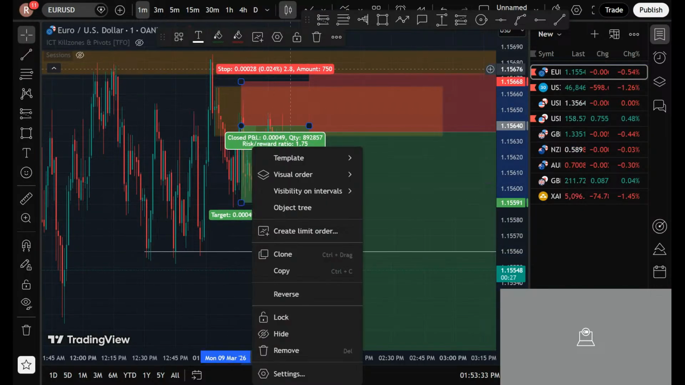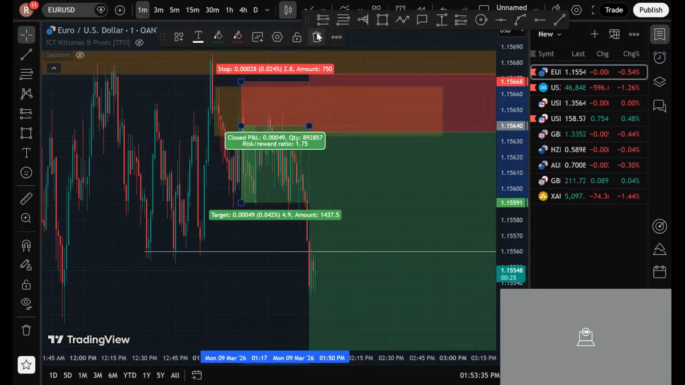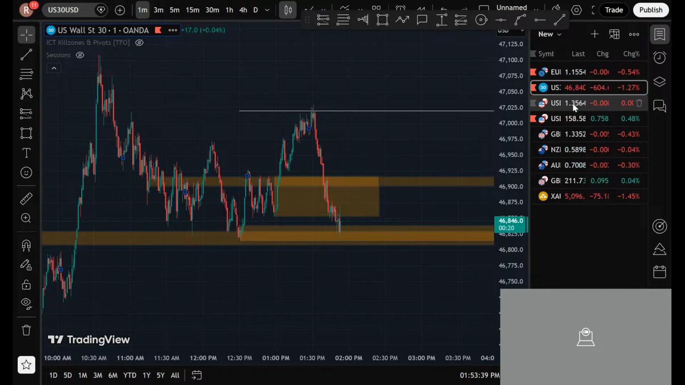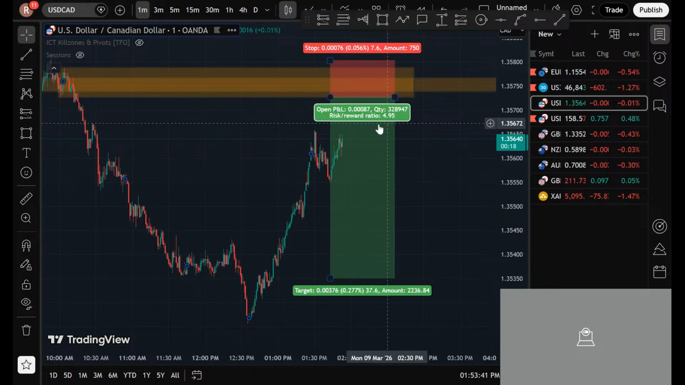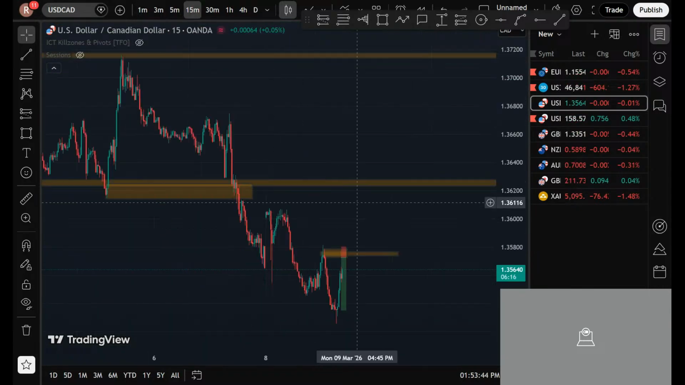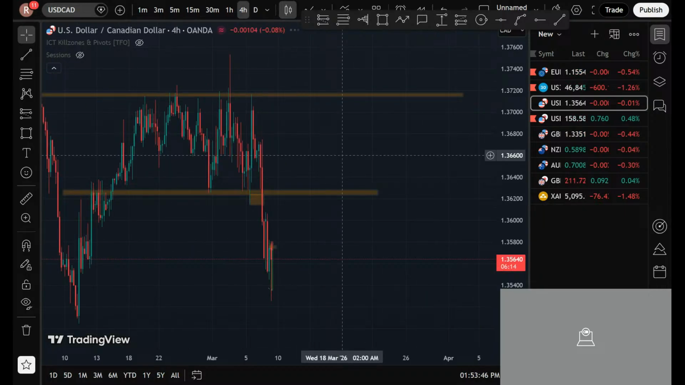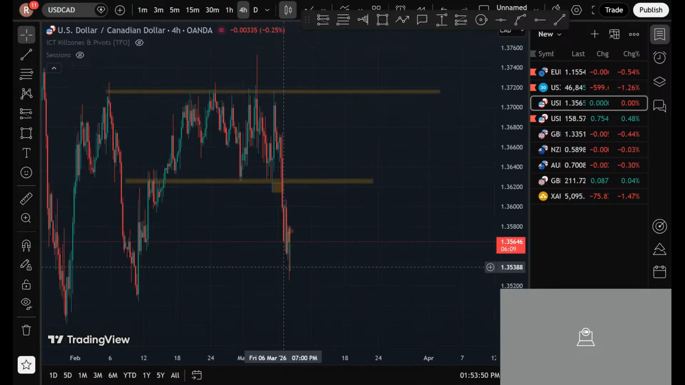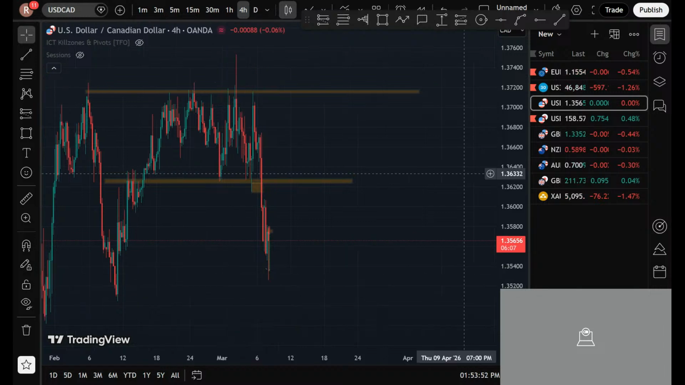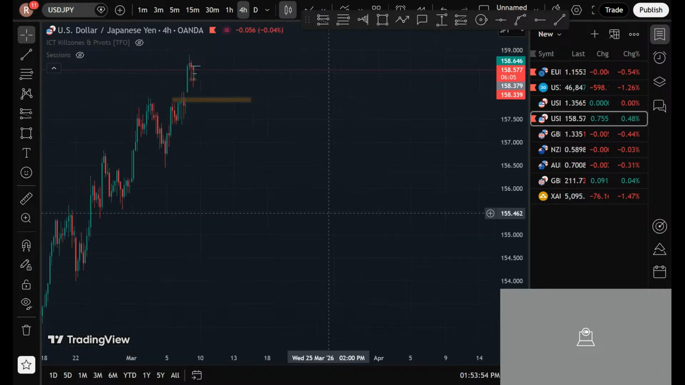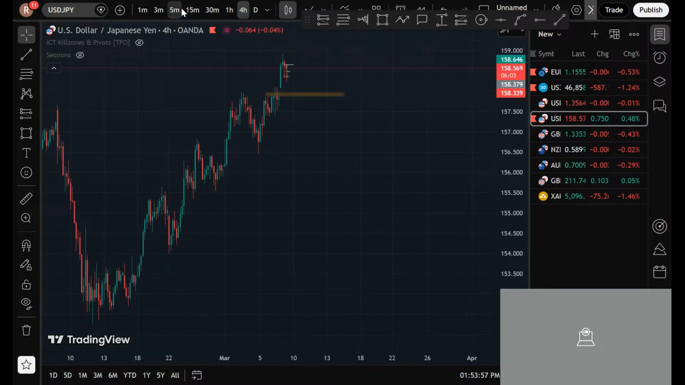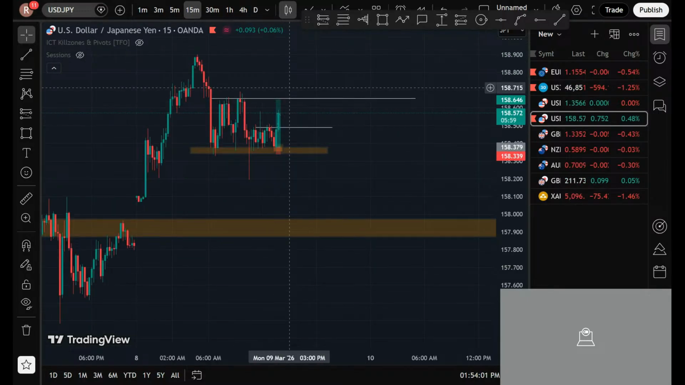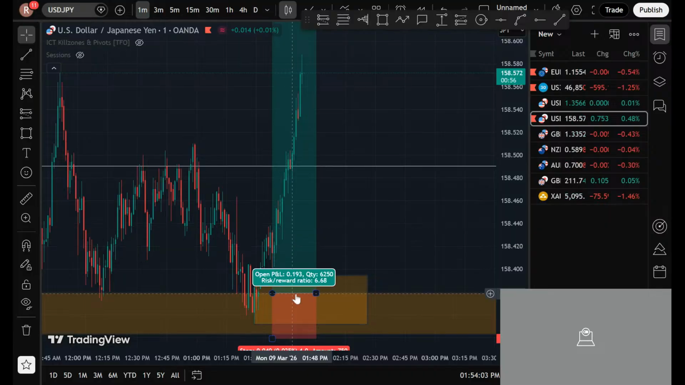So at this point, my psychology is like, I missed this trade, kind of like that. But it's okay. We can't do anything about it. This trade also almost hit our take profit without us being in.